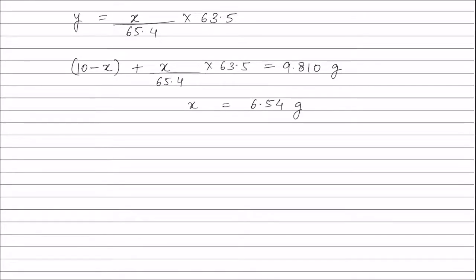Now putting the value of x in equation 1, we get the value of y equals to 6.35 grams. Therefore, weight of copper formed in the reaction is 6.35 grams. Now in the second part of the question, we have to find the molarity of copper sulfate solution. As can be seen from the reaction, moles of copper is equal to moles of copper sulfate.